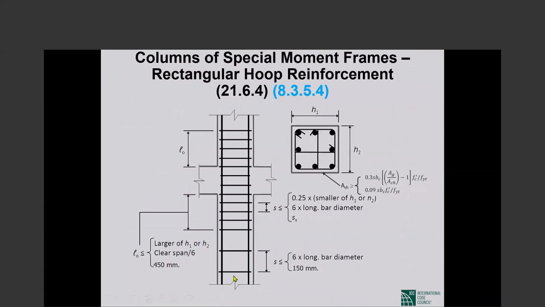Okay, this figure I have shown you already. There is not a whole lot to add except something very important. Outside of the region of potential plastic hinging, which is defined here, the length shall be the largest of the larger plan dimension, clear span divided by 6, or 450 millimeters. Okay.